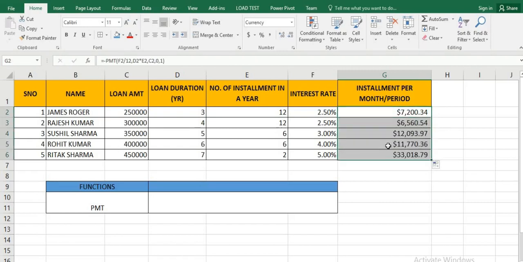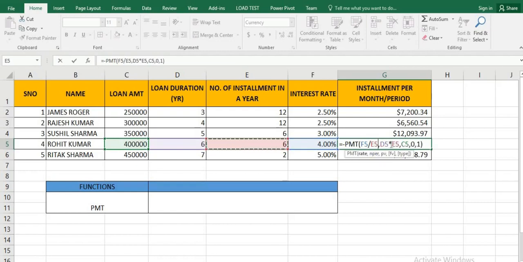Okay. So we talk about this. So here I am talking about E5 divided by 12. So it's not working because he is not giving us 12 installments. He's just giving us 6 installments in a year. It means in the period of 2 months he gives one installment. So here we have to use the cell address, this one. Then D5 into E5, it's correct.